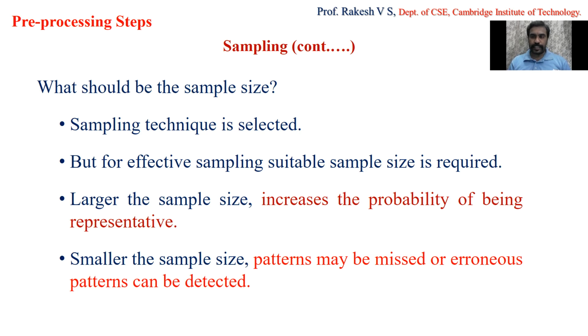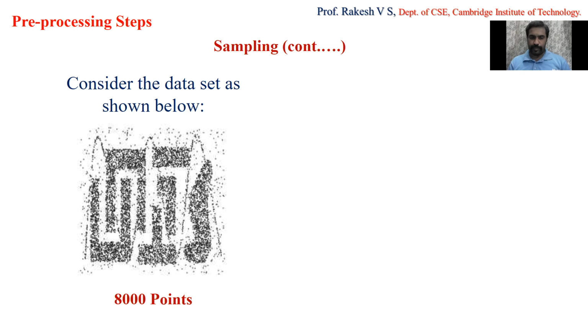Once the sampling technique is identified, it is important for us to select a sample of suitable size, because as the size of the sample increases, the probability of it being representative also increases. Similarly, if the size of the sample is small, the probability of it being representative is also very low. So to understand this, let us consider an example.